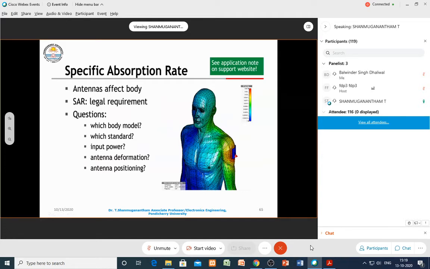is mainly how the antenna affects the body, and which model is required, like the full model or partial or voxel model, or which is standard. The input power, antenna deformation, and antenna positioning, all these are important parameters we have to consider.